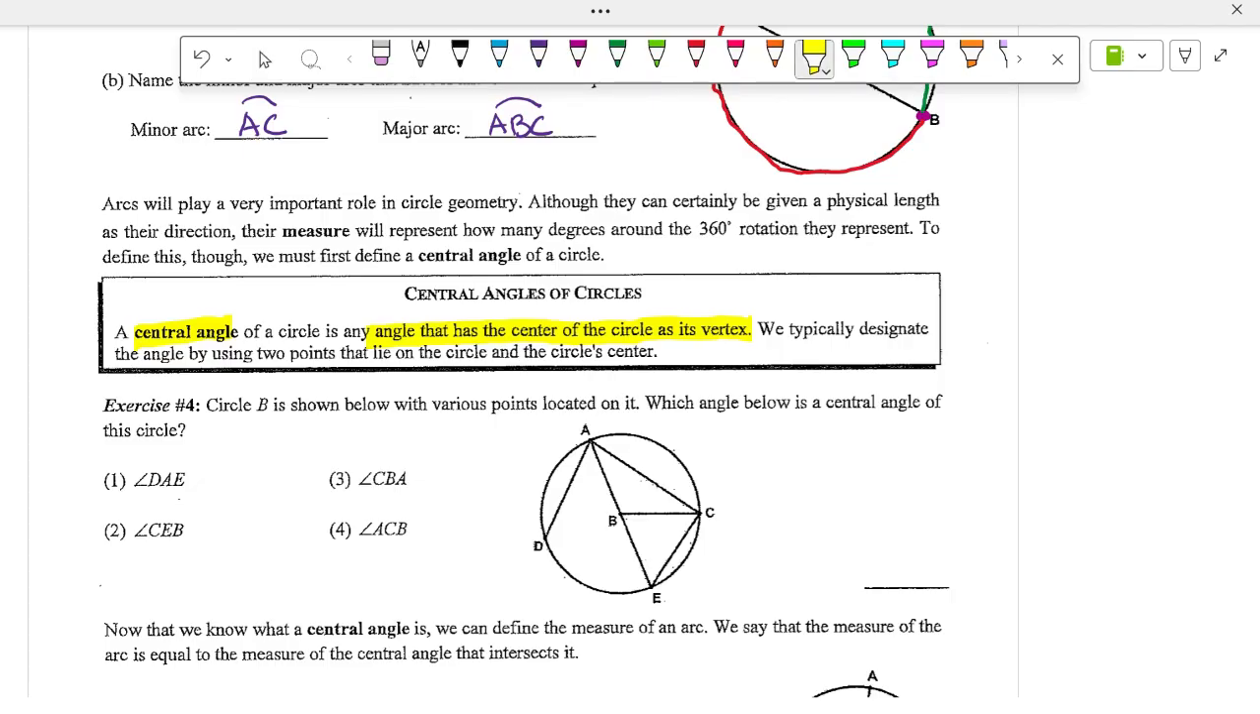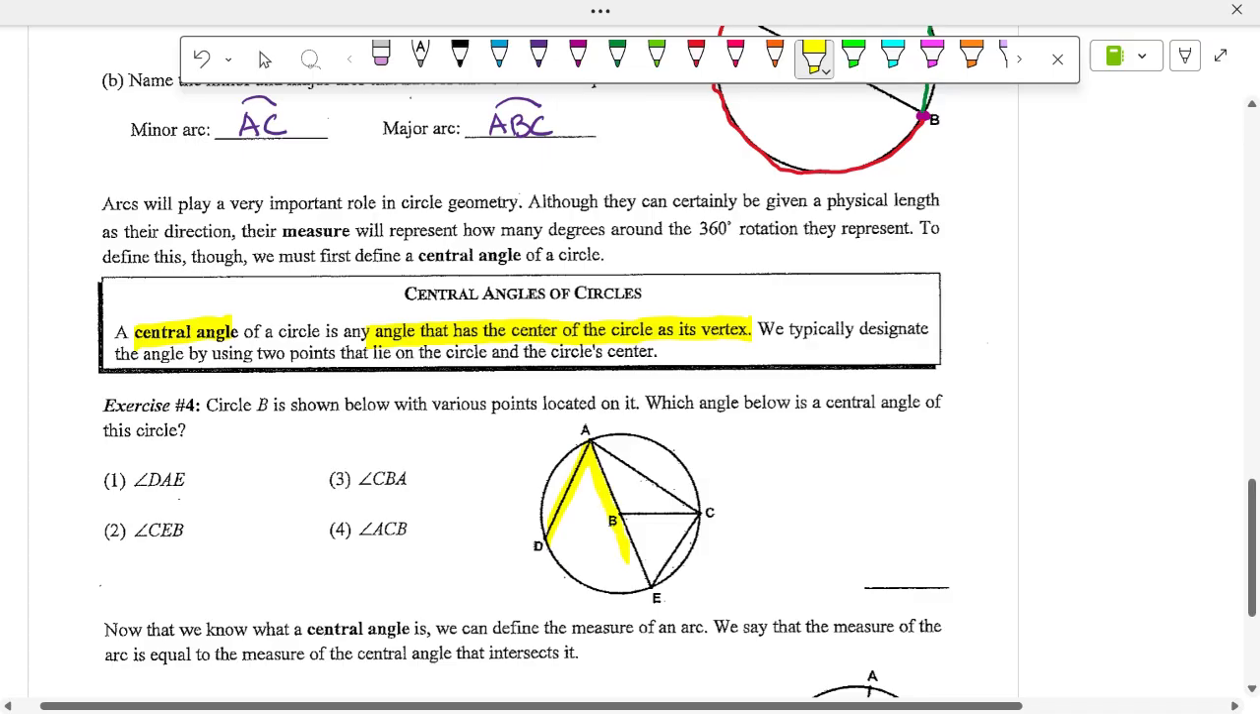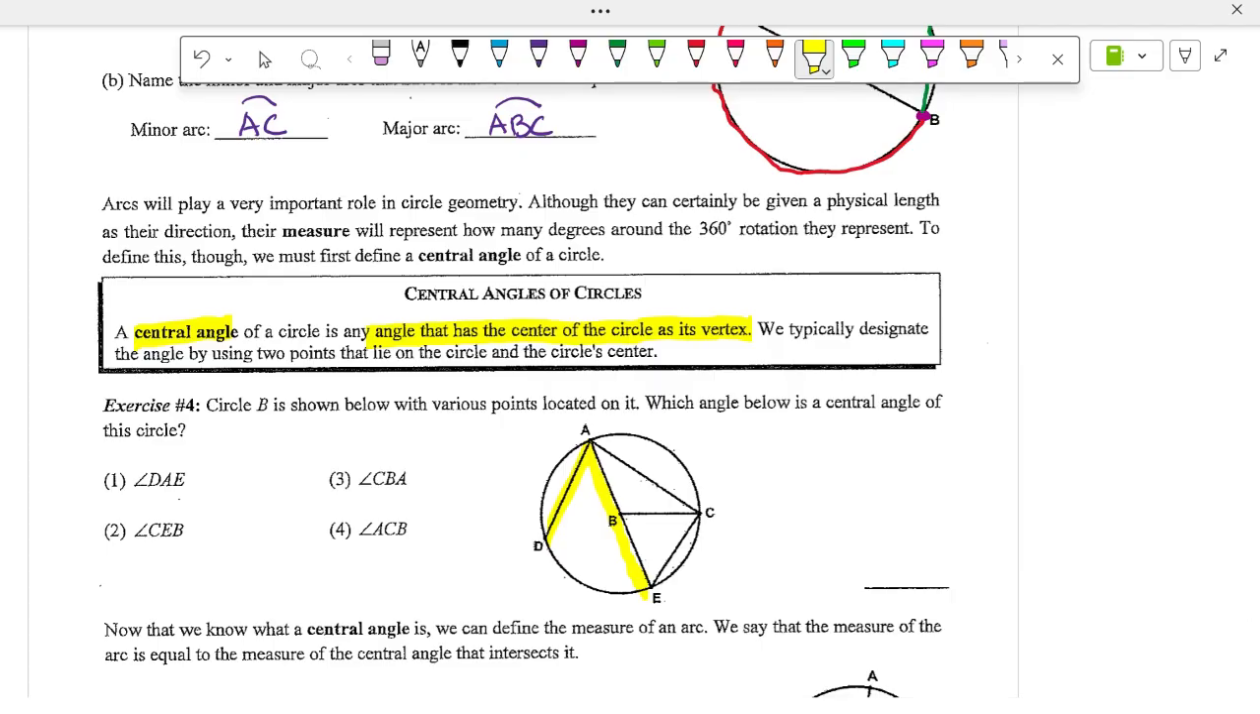So DAE, it's this angle right here. Is that a central angle? No. Why? Right. The vertex is not on the center. It's on the circle. There is a special type of angle that we're going to talk about today, but it's not a central. All right. CBA. So CBA. Is that a central angle? Yes. So that's probably our answer, but we'll come back. All right. Let's check the other ones just to be safe.